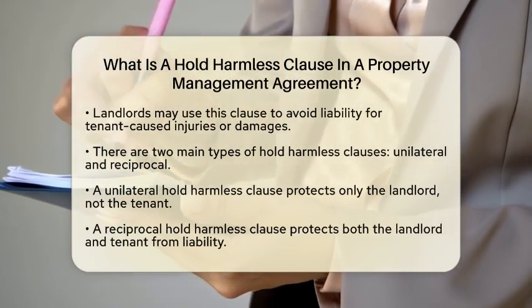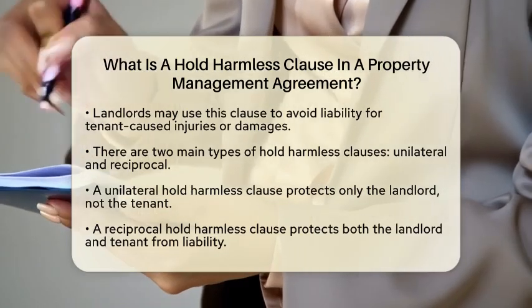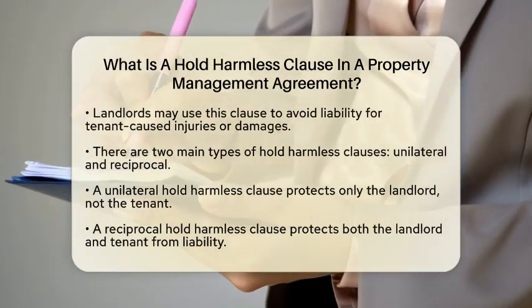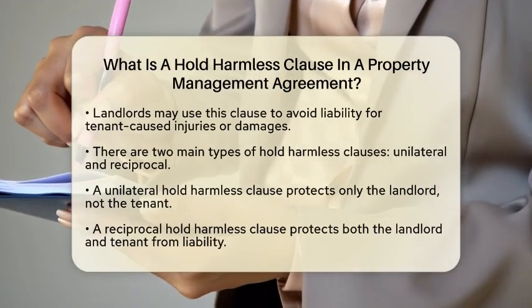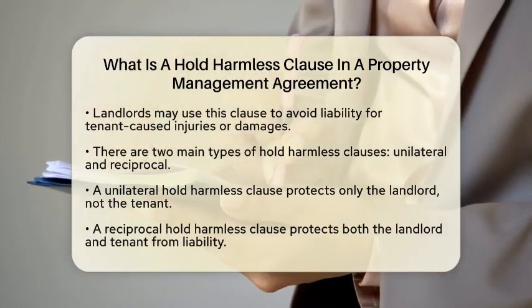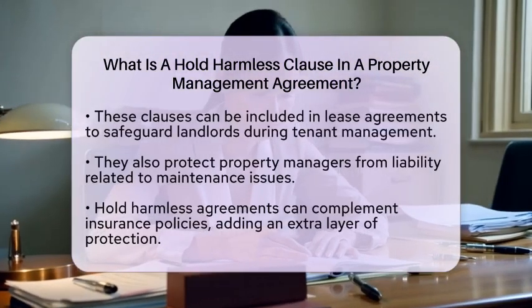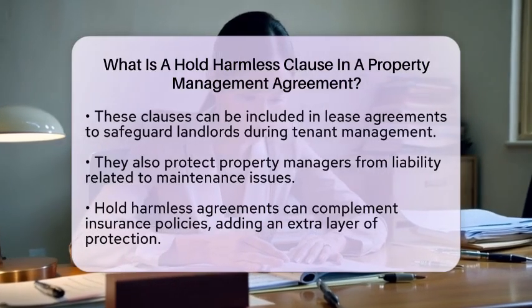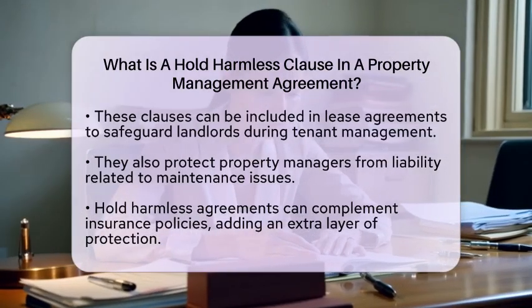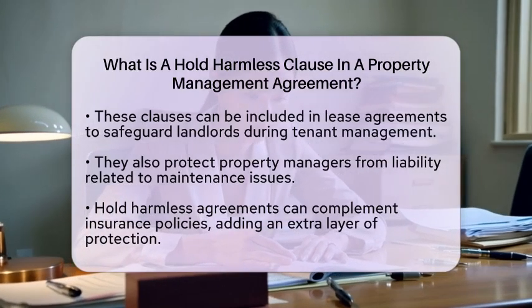The second type is the reciprocal hold harmless clause. This one protects both parties involved in the agreement. In this case, both the landlord and tenant agree not to hold each other liable for damages or injuries. This can create a more balanced relationship between the two parties.